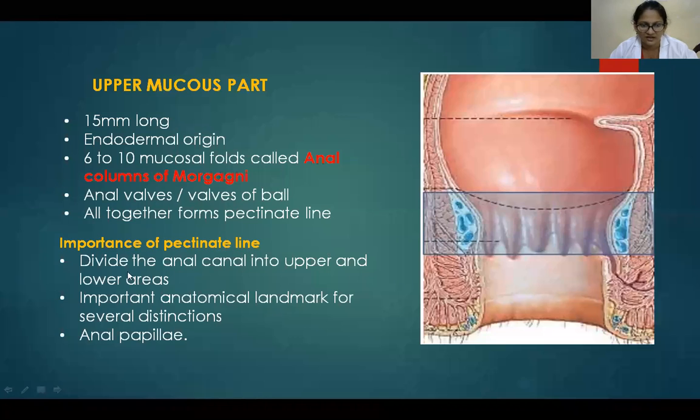Importance of the pectinate line: it divides the anal canal into an upper area and a lower area. It is an important anatomical landmark for several distinctions. These are the anal papillae.